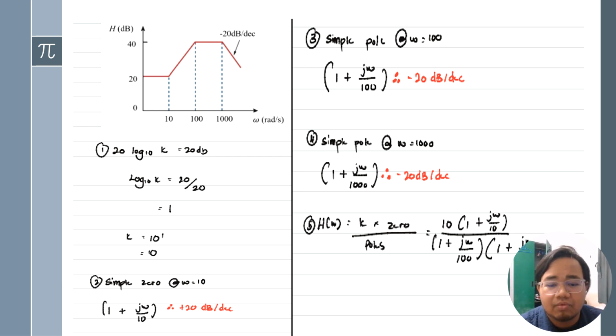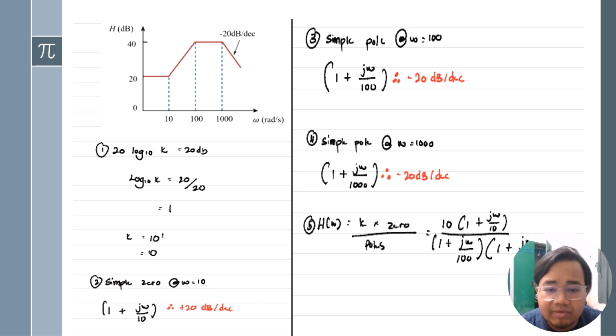Step 2, we can identify the first corner frequency, which is we look at the graph where the graph changes direction, at omega equal to 10. So the slope changes from flat 10 decibel going up to 20 decibel, meaning an upward change indicates a simple zero in the numerator. So the standard term is 1 plus j omega per omega naught, since the corner is at 10. So 1 plus j omega per 10.